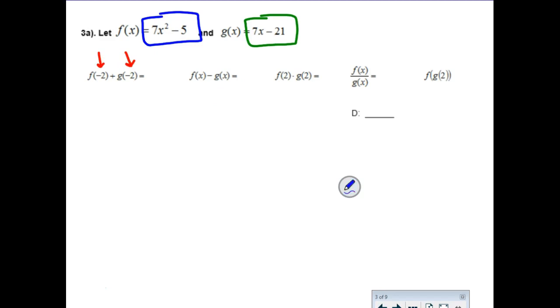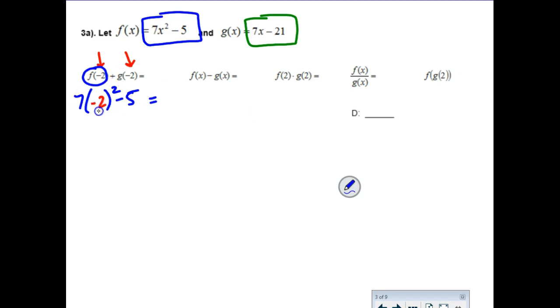So that's up to you how you do this. For a lot of people, they like to plug in -2 into the function f first, which you totally can do. So let's see what happens when I plug in a -2.